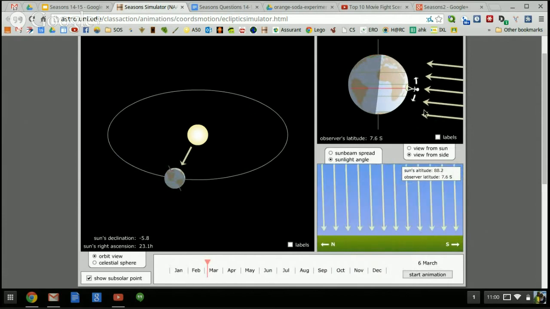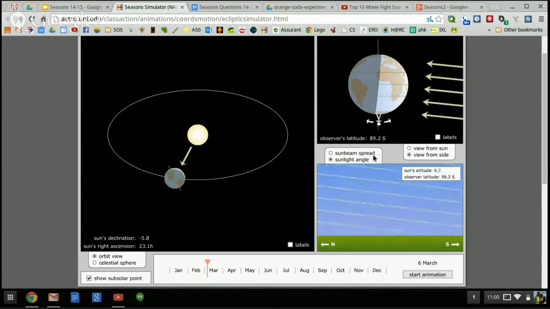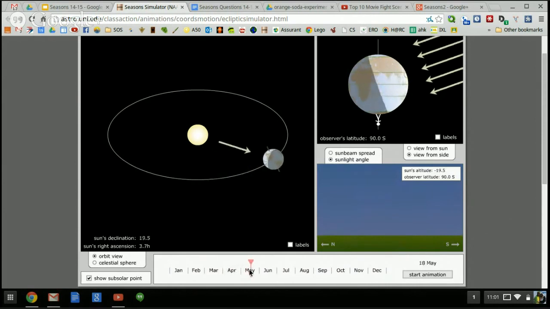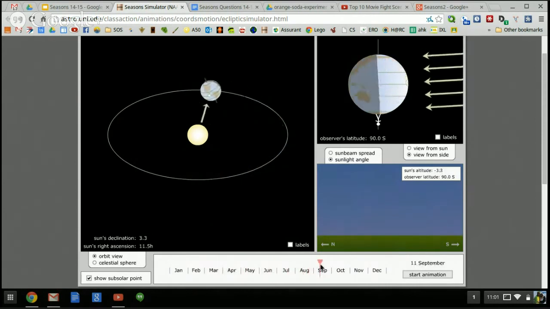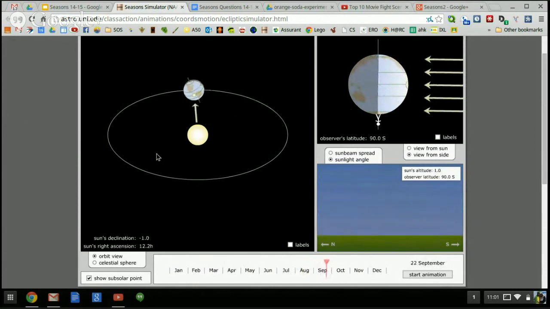Same is true for the southern hemisphere. If you've seen March of the Penguins, the sun goes down for a couple months there. It doesn't even come up and those poor penguins freeze. So that's not so good for them. All right.